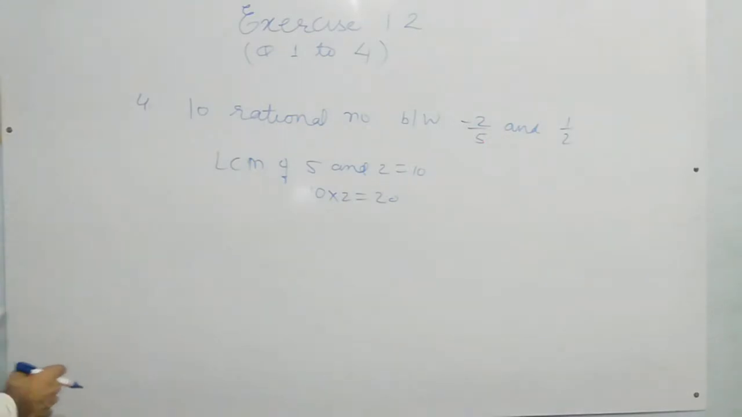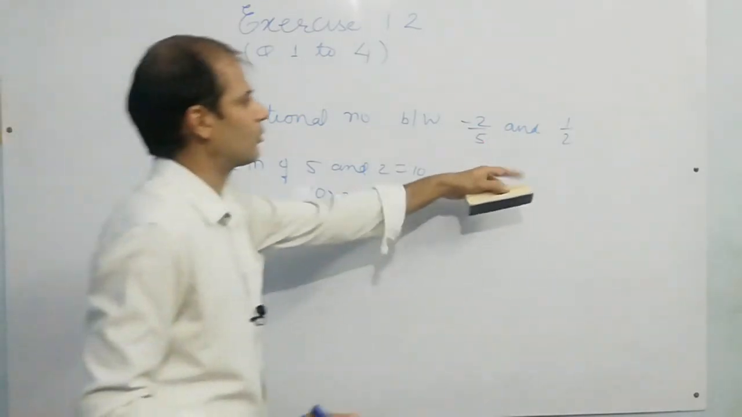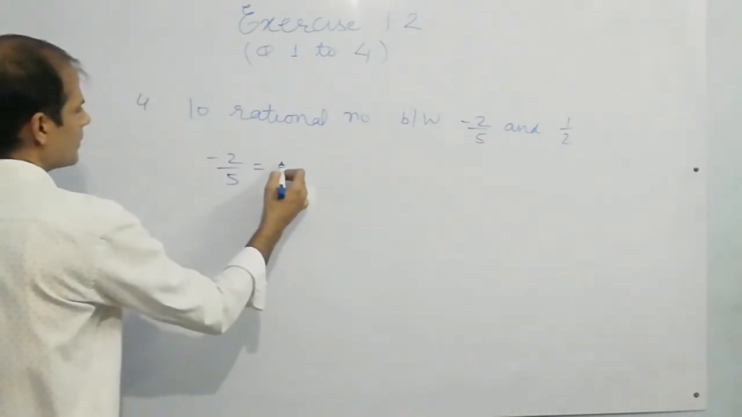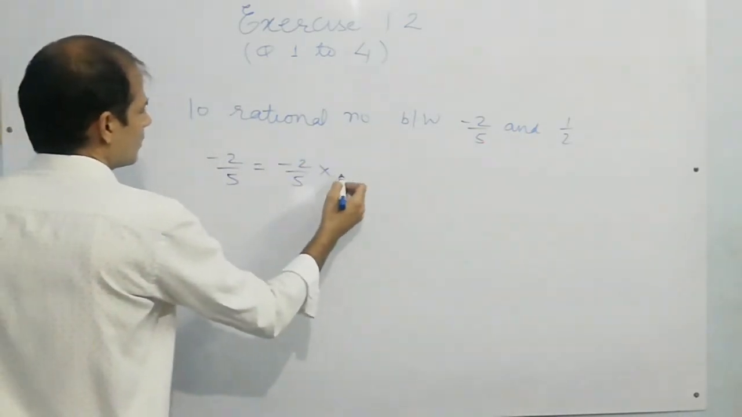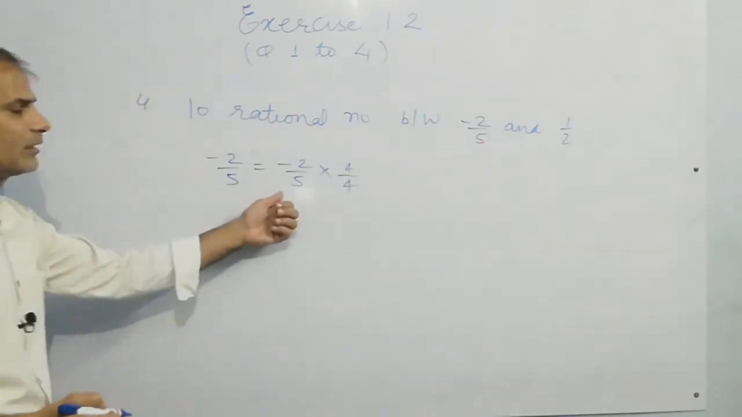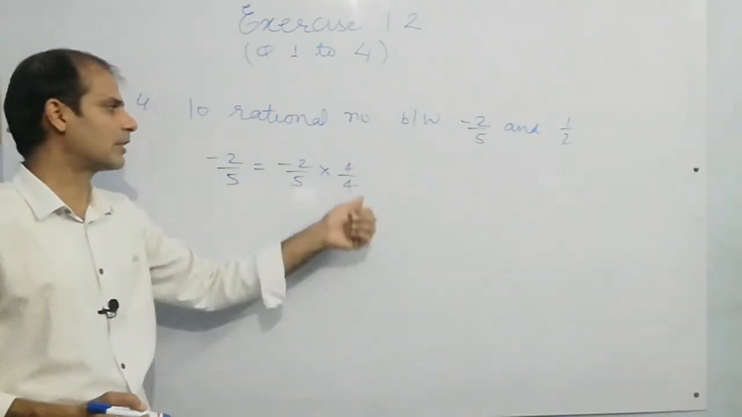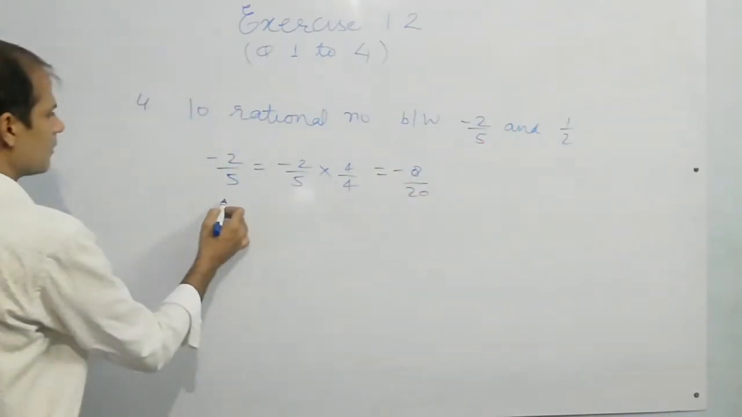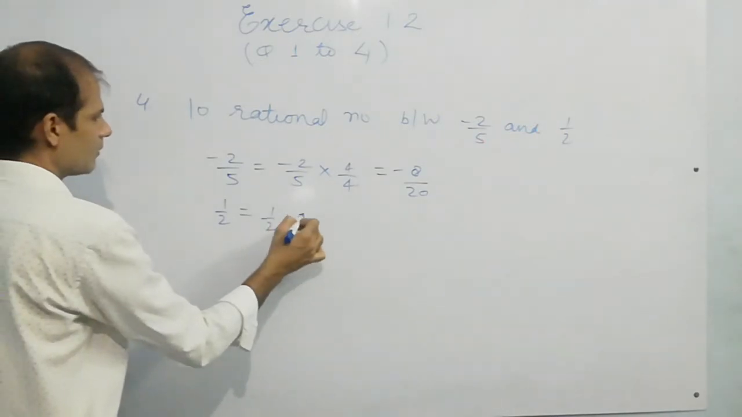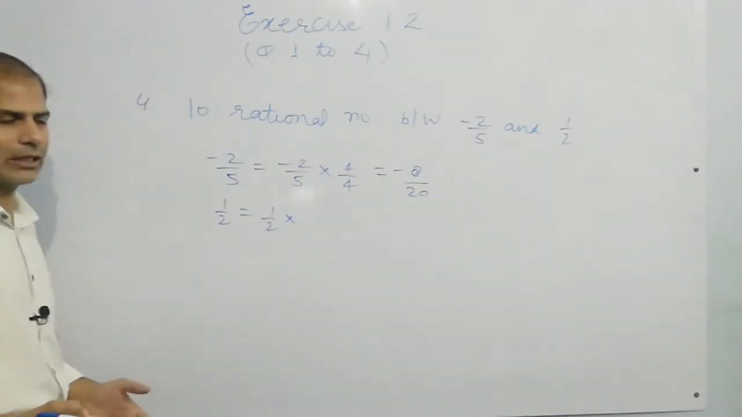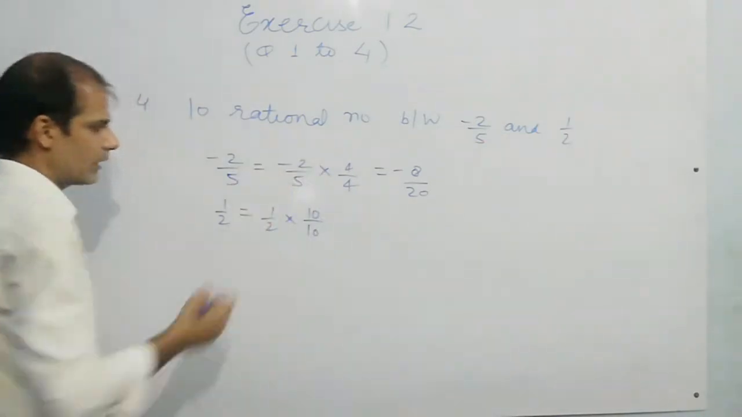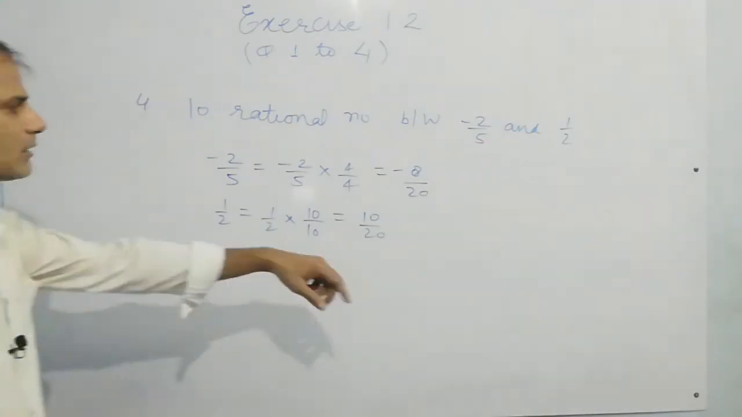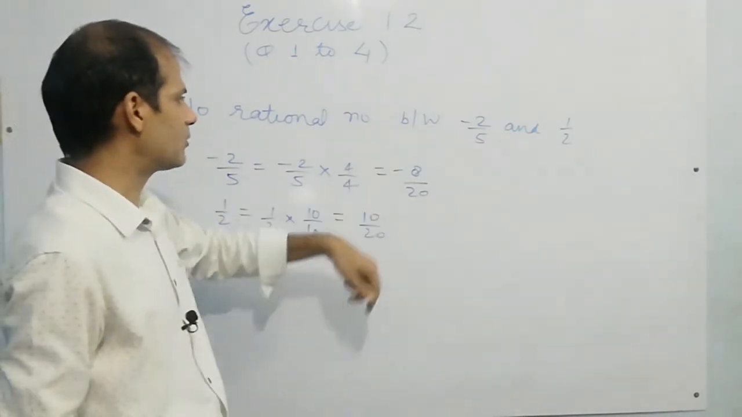Now we have to make the denominator 20 in both the cases. It means -2/5 is equal to, to make the denominator 20 we have to multiply it by 4. So we will consider 4/4. Now the number is -8/20. Similarly 1/2 can be written as, how to make 2 as 20? So multiply this by 10 and write the fraction 10/10. It is 10/20. Okay, as you can see it is 1/2 and it is -2/5.